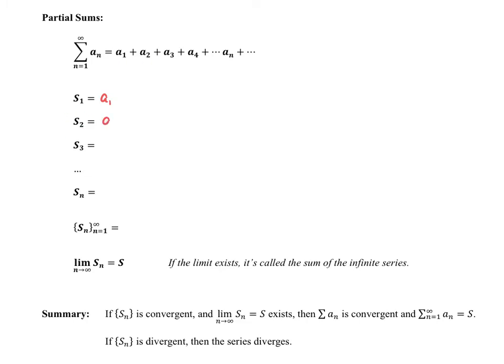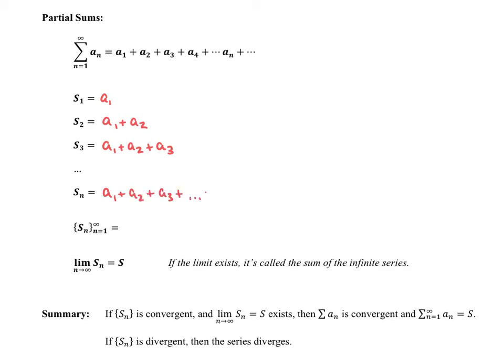So S sub 2 is simply a sub 1 plus a sub 2. So it's not the entire sum, it's a partial sum. Then we have S sub 3, which you can see now, and this is pretty straightforward so far, is the sum of the first three terms. S sub 4 would be the sum of the first four terms, and so on. The pattern continues. S sub n would be the sum of the first n terms.